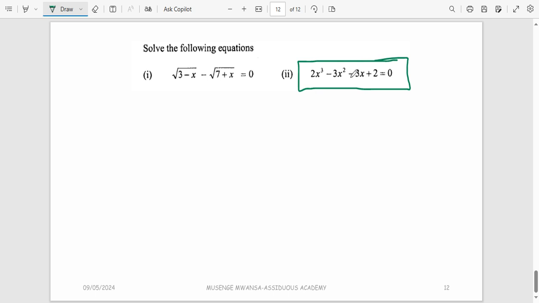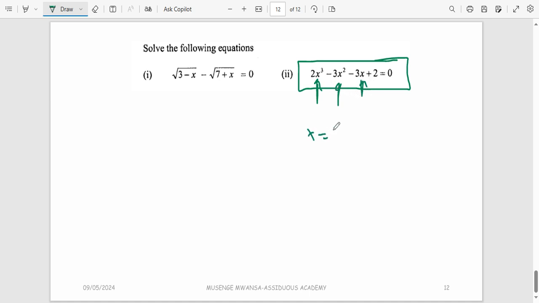Solve. How do you solve? Simply factorize. How do you factorize? Use the synthetic method. First, start by trial and error. You want to find what will give you a remainder. Try 1: where there is x, put a 1. So put a 1 here, a 1 here, a 1 here. If 1 fails, go to negative 1.